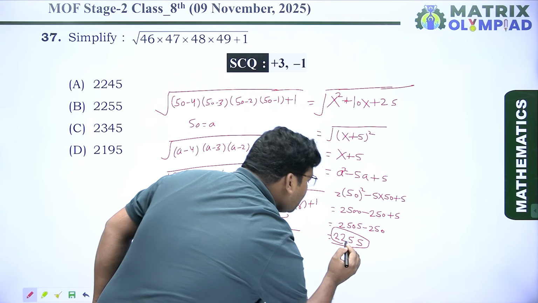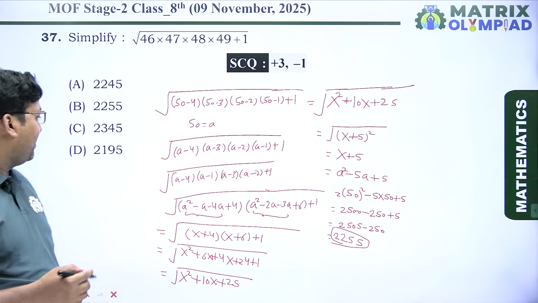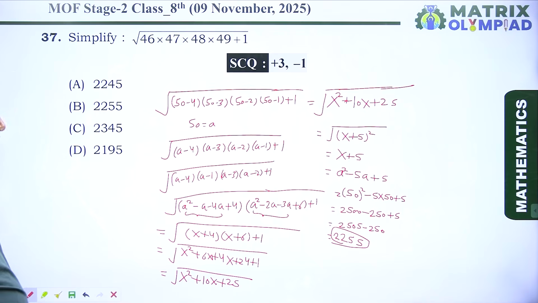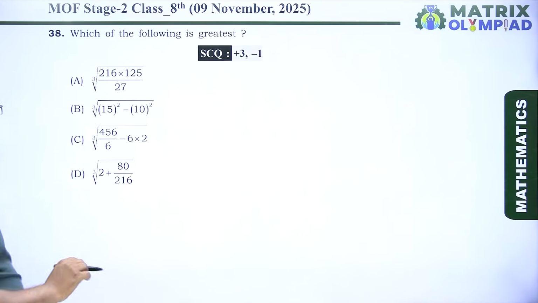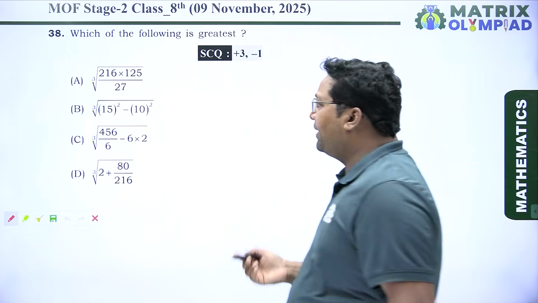So our answer is 2255, which is in option B. So option B is the right answer. Now coming to the next question. Next question is, which of the following is greatest?